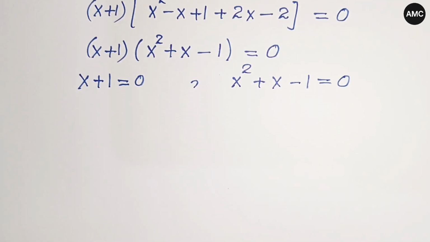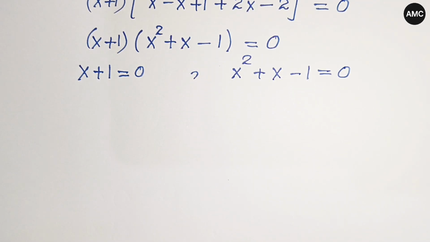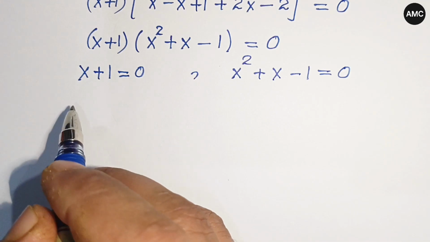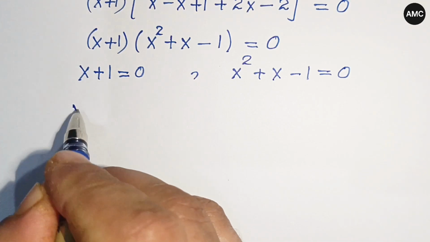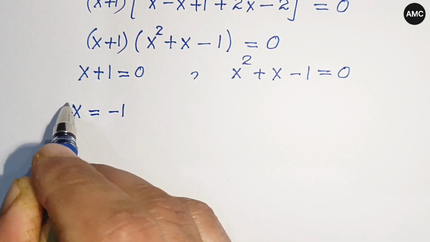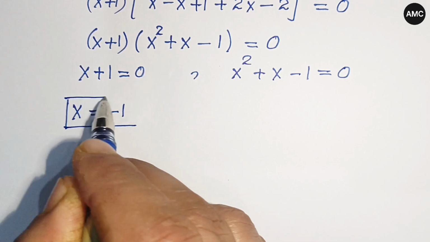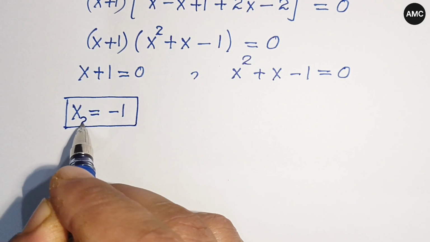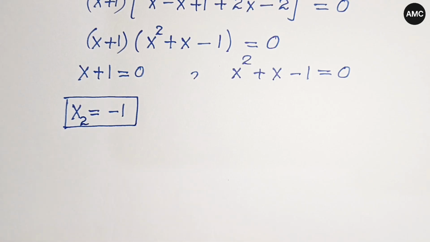as it is our first method. So we have to solve the same problem by our method number 2. Now here value of x is equal to minus 1 by shifting positive 1, so we get the second value of x, which is also a real solution.